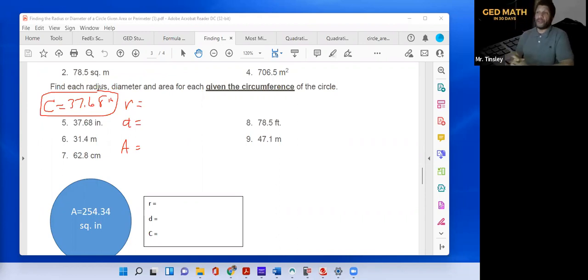The circumference of a circle is 37.68 inches. What is the radius? What is the diameter? And what is the area? I'm asking you 3 different things.